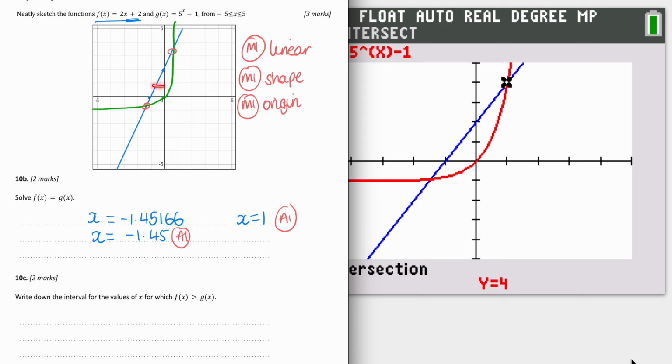And that's when I'm looking at the y values. So it's between these 2 points that I've just found, so it's in between the two. And therefore I can write my inequality using those two values. It's not equal to, it's just bigger than, less than. So it's when x is bigger than minus 1.45, which is this value here, and when it's smaller than 1. So when it's in between, that's where the blue graph is greater than the green graph.